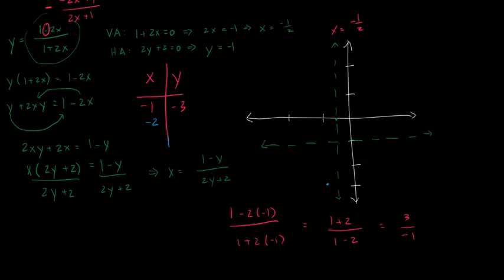If I put in a negative 2, that's going to be 1 minus 2 times negative 2 over 1 plus 2 to the negative 2, which gives me 1 plus 4 over 1 minus 4, which gives me 5 over negative 3. 5/3 should be 1 and 2/3. So negative 1.7, somewhere around there. So negative 2, negative 1.7, somewhere around there.